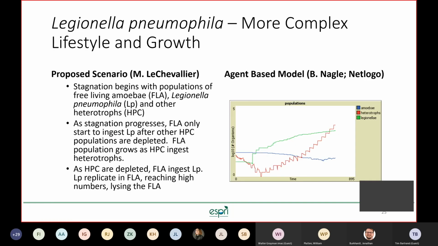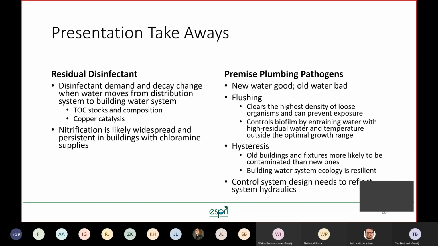And Legionella pneumophila is going to be more complex. I'll attribute this scenario to Marc Le Chevalier. It's possible that there is this complex ecology that happens, and that in the early parts of stagnation, free-living amoebae prefer to ingest something other than Legionella, and as they run out of the other food, they might ingest Legionella that could then multiply. So takeaways: residual disinfectant.